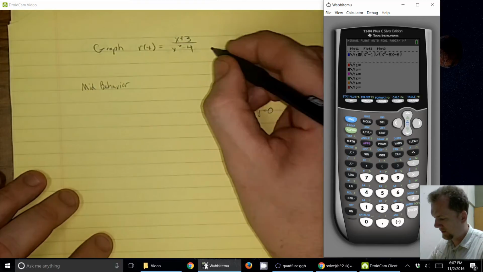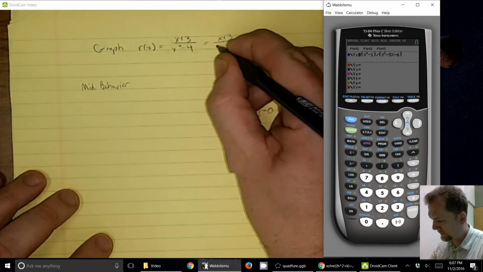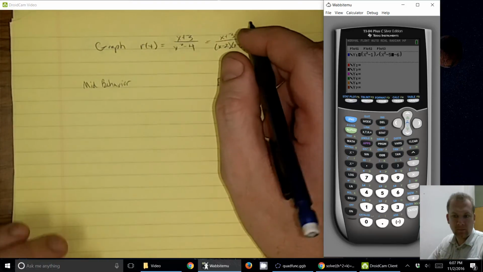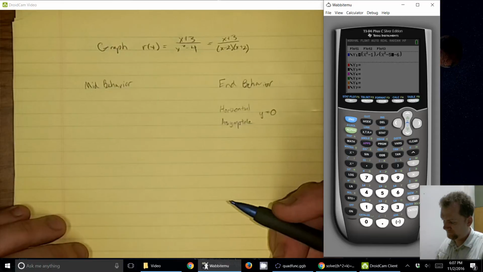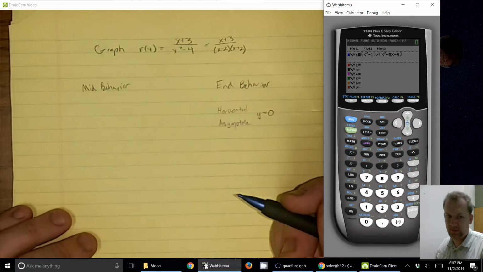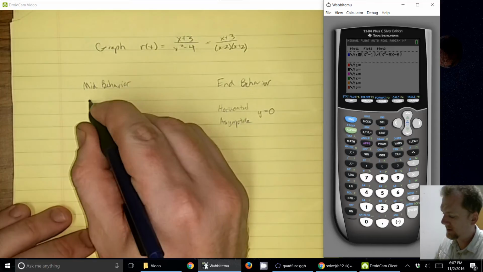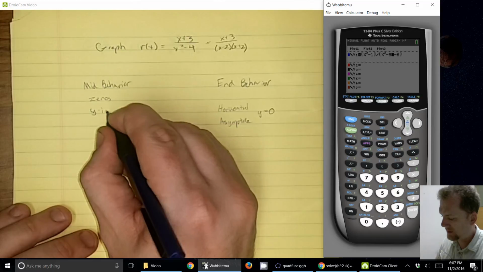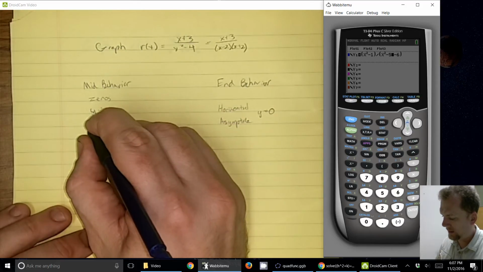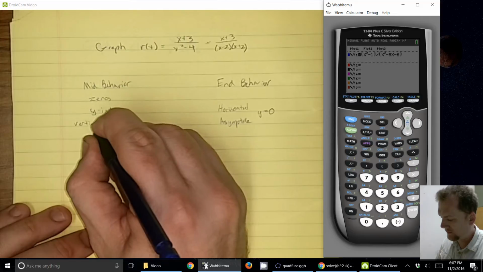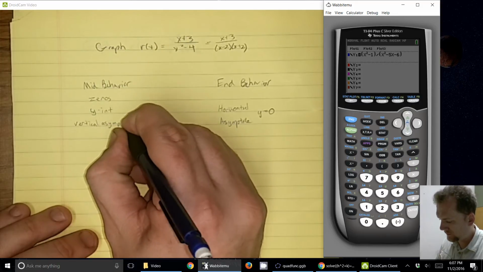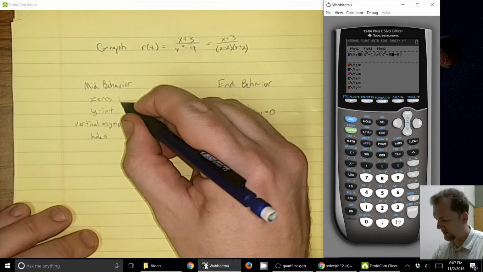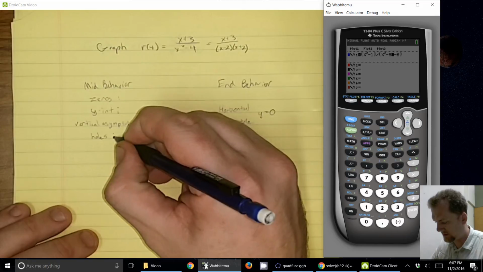So to get that, we need to really factor this thing. But that's easy to do here. Okay. So what kinds of things are we interested in for the mid behavior? We're interested in zeros. We want the y-intercept. We want vertical asymptotes. And then holes. Those are really the only things that are possible for mid behavior of rational functions.